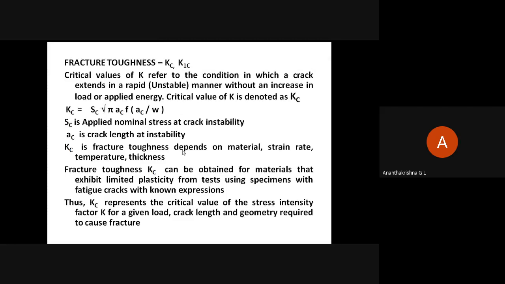So next is fracture toughness. Please note down fracture toughness, K_C, comma K_1C. Let's learn what this K_C that we are talking about is. K_C is nothing but the critical value of K, that's all. This critical value of K comes into the picture in a condition in which the crack extends in a rapid or unstable manner without increase in load.